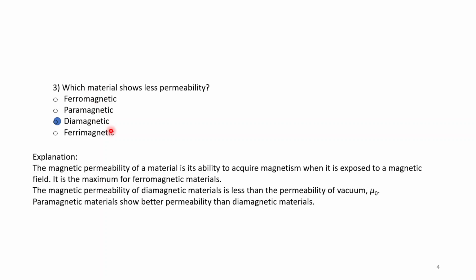Now the magnetic permeability of a material is its ability to acquire magnetism when it is exposed to a magnetic field, and it is the maximum for ferromagnetic materials. Examples of ferromagnetic materials will be your iron, nickel, cobalt and these type of materials. The magnetic permeability of diamagnetic materials is less than the permeability of vacuum, and paramagnetic materials show better permeability than diamagnetic materials.